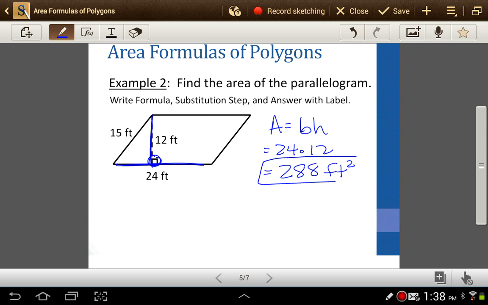Area is always squared units. And by squared, I mean that little 2 up there. So make sure you always have your label, and make sure you always have the correct label. Okay? If you need to pause, go ahead. Otherwise, I'll be moving on to the next slide.